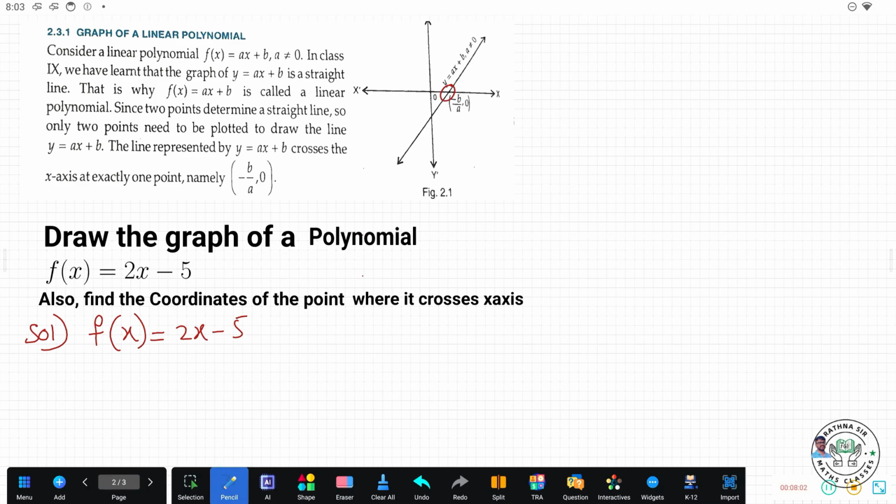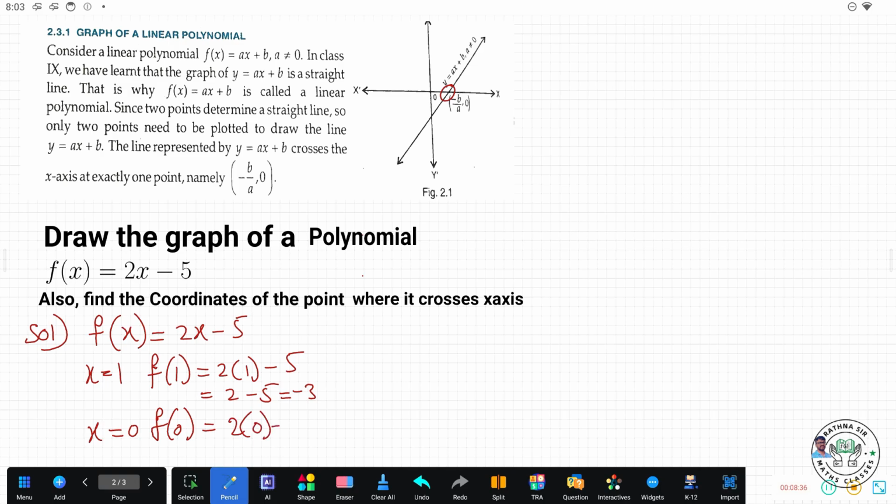In order to draw the graph, we need to find out only 2 points, right? So first we will take x is equal to 1. So substituting x equal to 1, ఏమొస్తుంది, 2 into 1 minus 5. So 2 ones are 2, minus 5. 2 minus 5 is minus 3. Okay. So and x is equal to, we will take 0. సో f of 0 ఏమవుతుంది, 2 into 0 minus 5. 2 zeros are 0, minus 5, minus 5.